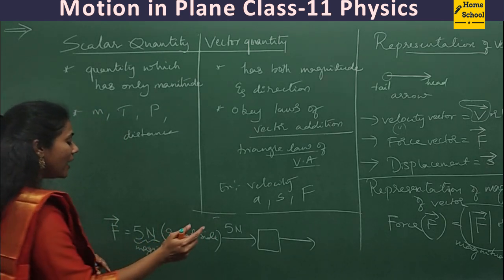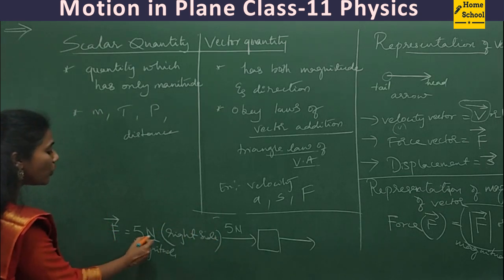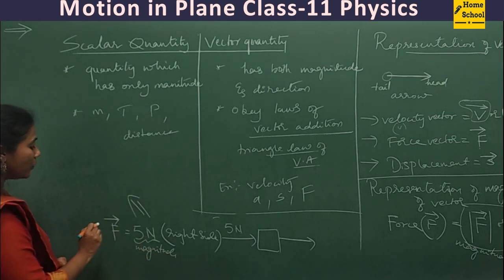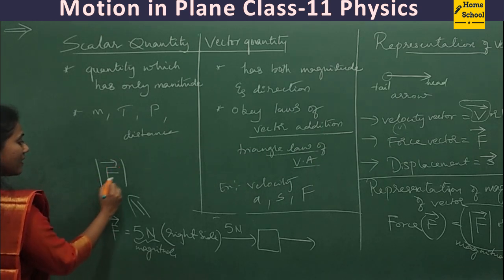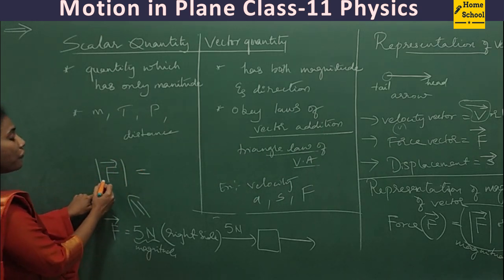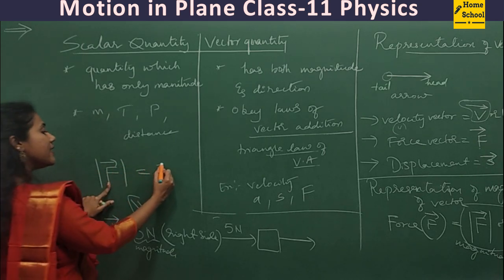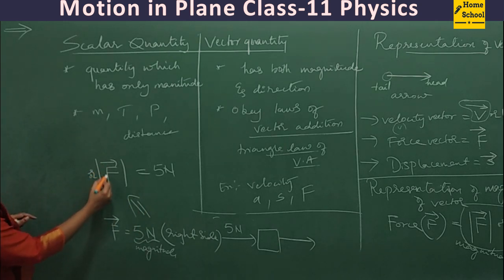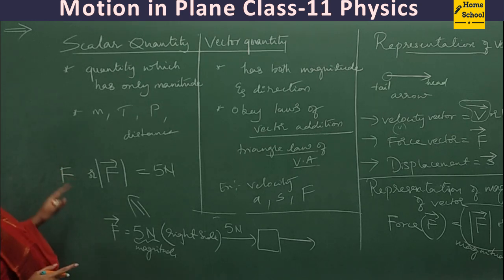For example, I don't want to mention this particular direction. I just want to mention only the magnitude. Then I will write it like this. Okay, so this symbol means magnitude of force is just 5 Newton. Or instead of writing this mod F, I can also write just F. I can just write as F.